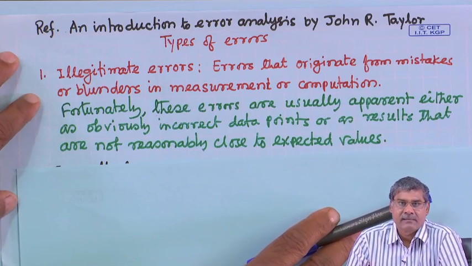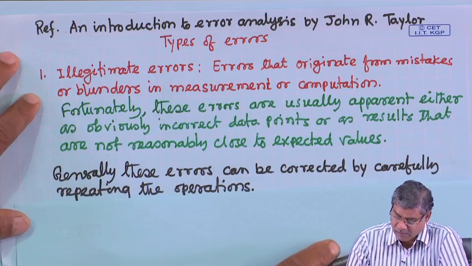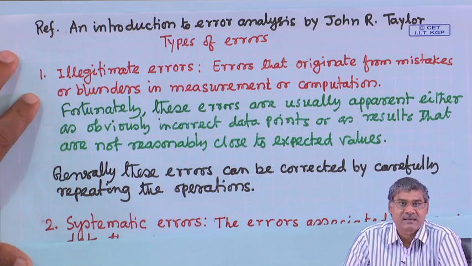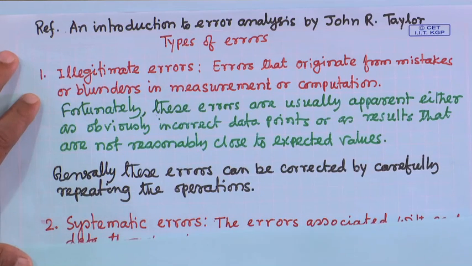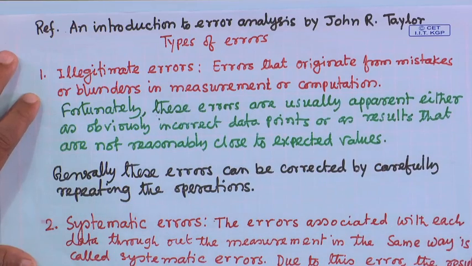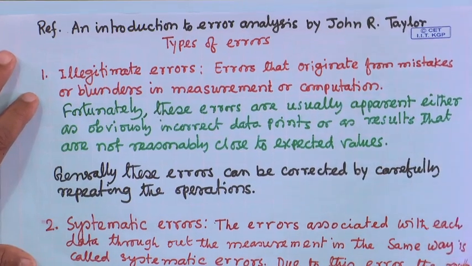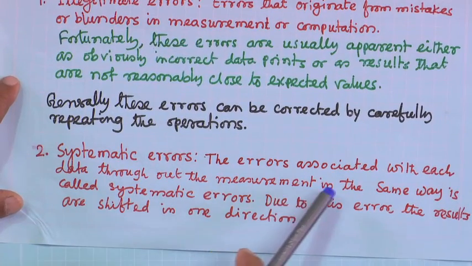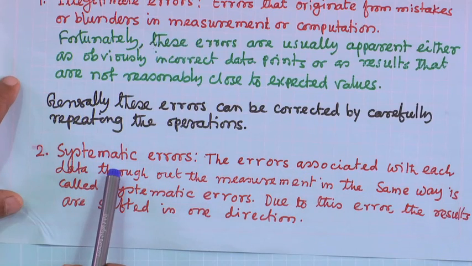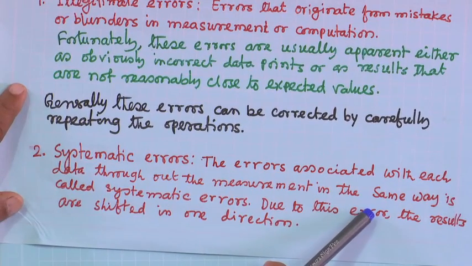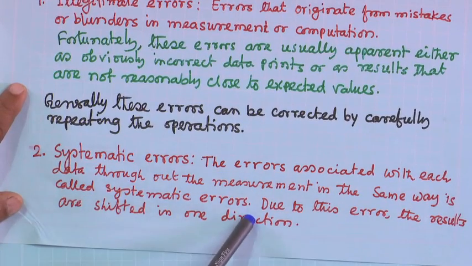Okay. The next type of error is systematic errors. What is that? From the name you can tell that errors associated with each data point throughout the measurements in the same way are called systematic errors.